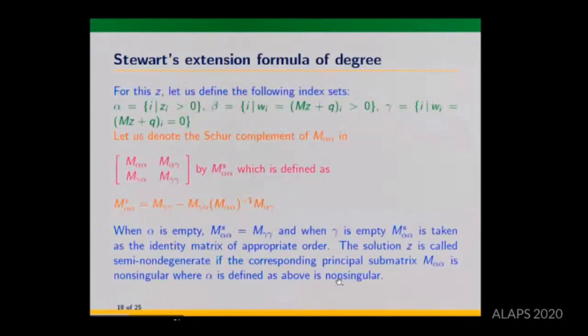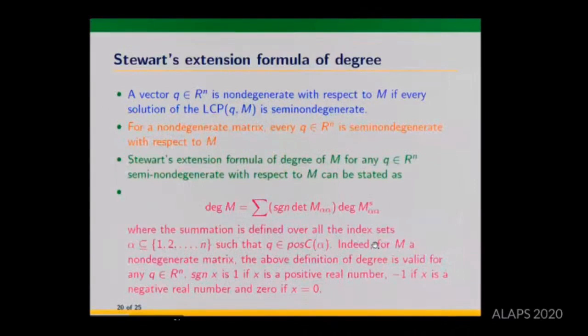So we'll now define what we mean by a vector being semi-non-degenerate. Let z be a solution of LCP (q, M), and for this z, let us define the following index set alpha. And this is the Schur complement. When alpha is empty, then M/alpha is equal to M, and when gamma is empty, M/alpha alpha is the identity matrix of an appropriate order. The solution z is called semi-non-degenerate if the corresponding principal submatrix M alpha alpha, where alpha is defined as above, is non-singular. So a vector q belonging to R^n is non-degenerate with respect to M if every solution of LCP (q, M) is semi-non-degenerate. And for a non-degenerate matrix, every q belonging to R^n is semi-non-degenerate with respect to M.